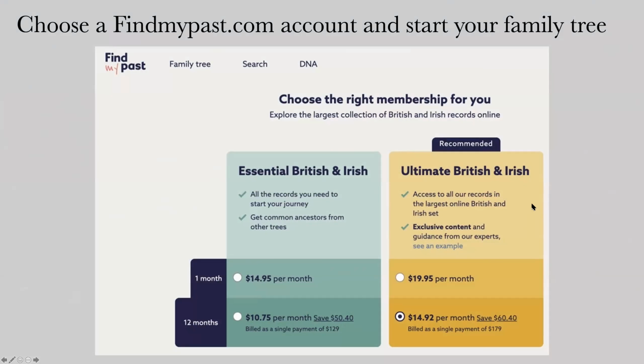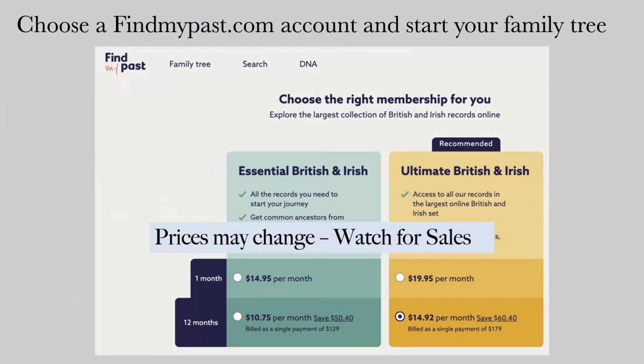The first thing I'd like to suggest is that you choose a Findmypast account and start your family tree. This is their current membership, and I'd remind everyone that prices can change. Also watch for sales and promotions. If you get on their mailing list, then you'll usually get an email every week from Findmypast telling you about new records or whatever is going on with the website.